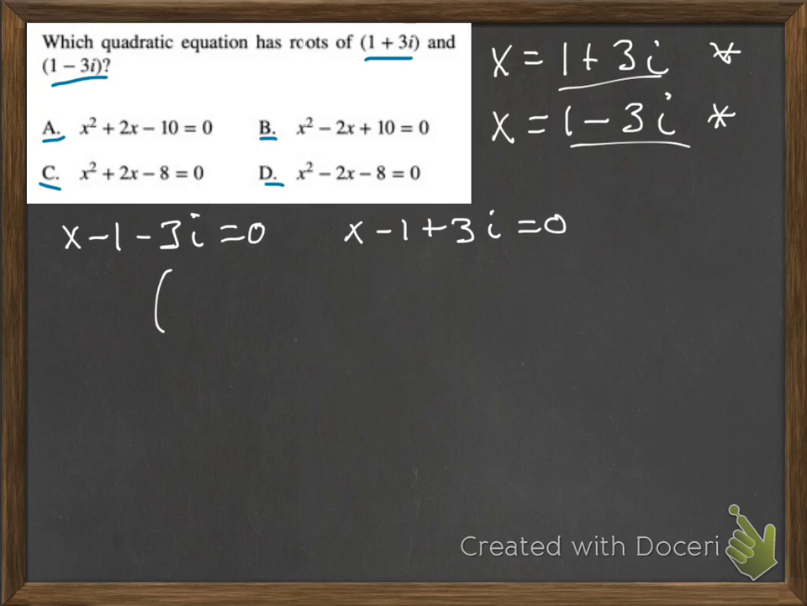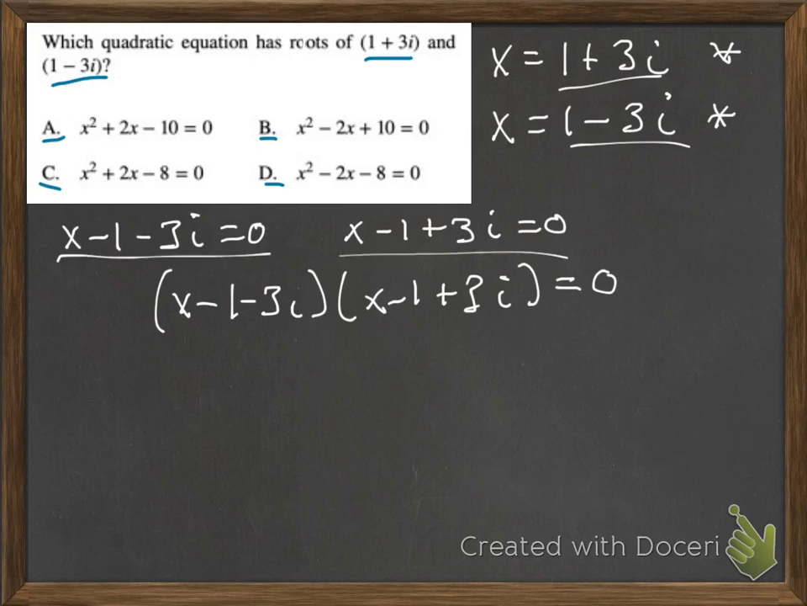So we'll say that x minus 1 minus 3i times x minus 1 plus 3i equals 0. Again, we're trying to figure out our roots if we were going that direction. We know that one of these two things has to be equal to 0, which is where this comes from. We're just going back in the other direction. Now all I have to do is figure out what I get when I multiply these two factors together. So we have a little bit of work to do.